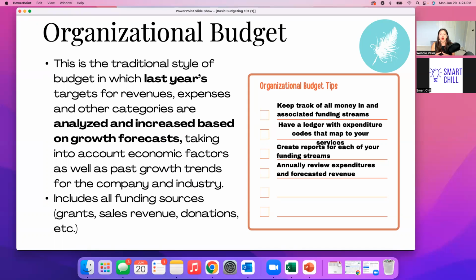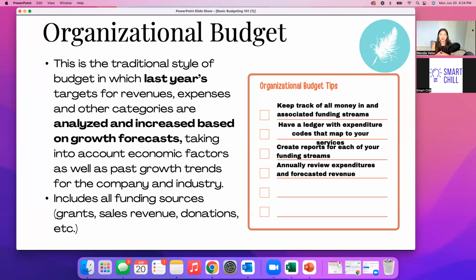You're keeping track of all of the funding streams coming in and all of the expenditures going out. And you'll likely have some sort of ledger with a code that tells you how to read that. And you'll likely have some reports that tell you what's going on at the organizational level. And you should have a process annually that helps you review what you're doing. So whether that's how much you're spending or how much revenue you have coming in, there should always be an annual review of this for the entire enterprise, right?